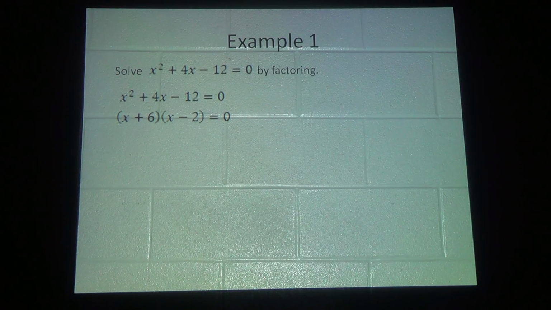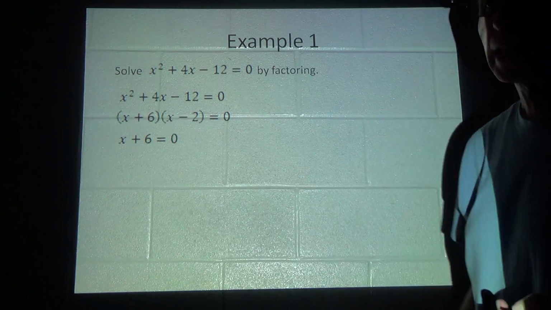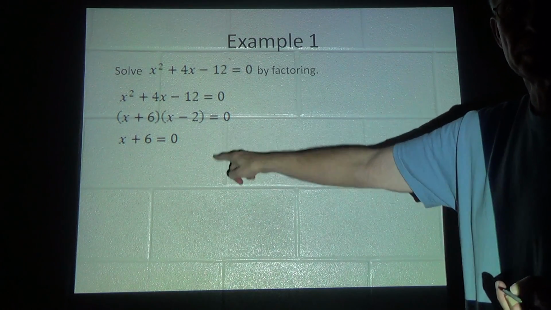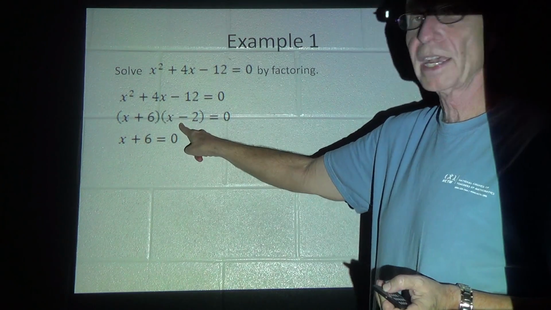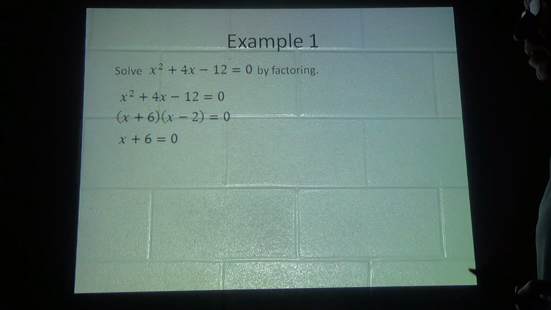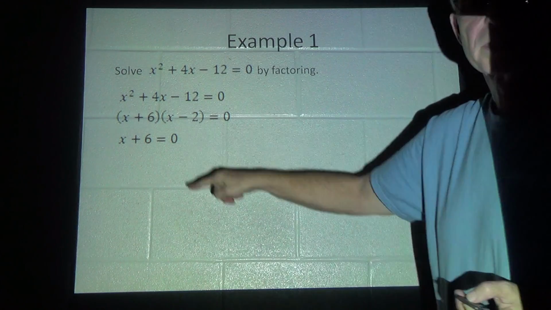Okay, so this gives us x plus 6 times the quantity x minus 2 equals 0. So the first thing we have to do is this. When we have two numbers multiplied together that give us 0 as a result, this means either this factor or this factor was 0, or both of them are. So we have to find out what makes this one 0 and what makes this one 0.